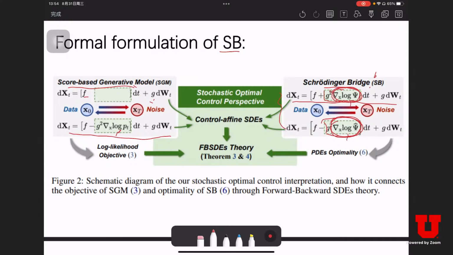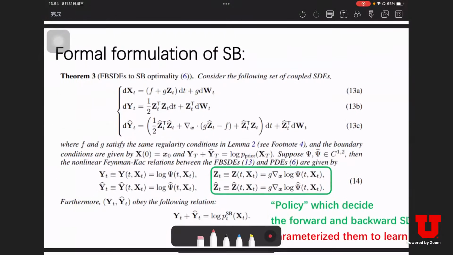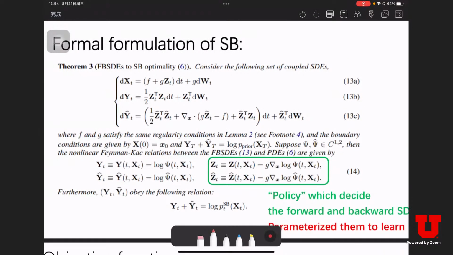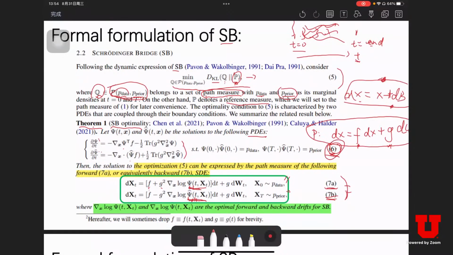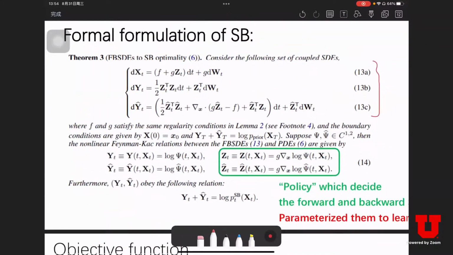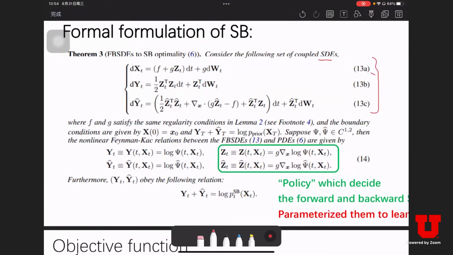How we exactly get this involves lots of derivation, very advanced probability derivation. So I just show you the final results, the final theorem. We can always build another couple of SDEs like here to replace the PDE. Here you see the PDE we want to solve. However, it's too hard. But we can replace this PDE couple with a new set of SDEs listed here.